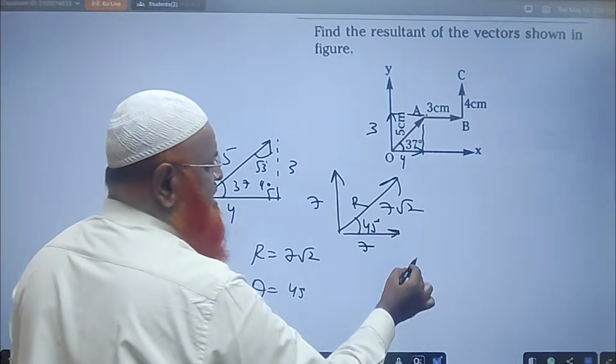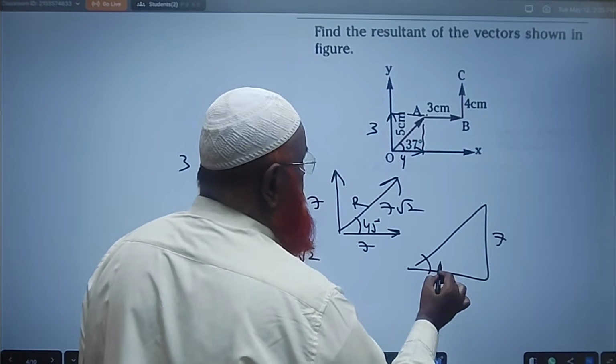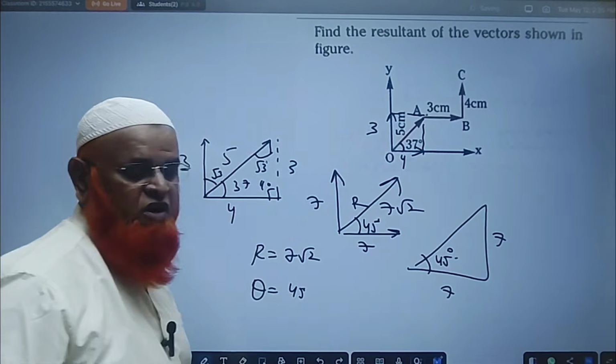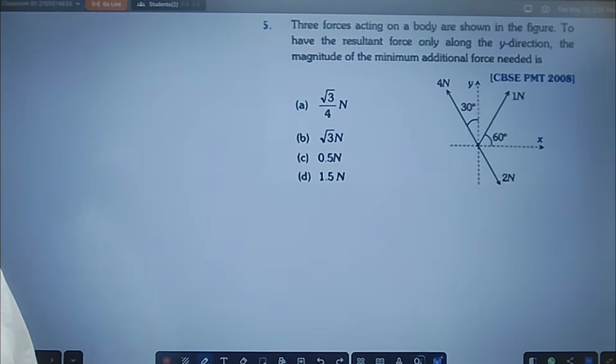Because in any vector, if the opposite side and adjacent side are the same, that means the angle is going to be 45 degrees. Tan 45 is 7 by 7, which is 1. So this is your answer. Now, according to your wish, you asked a graphical question.